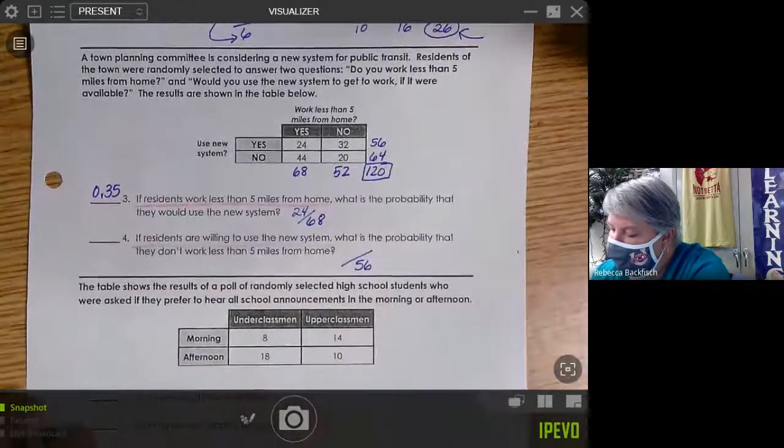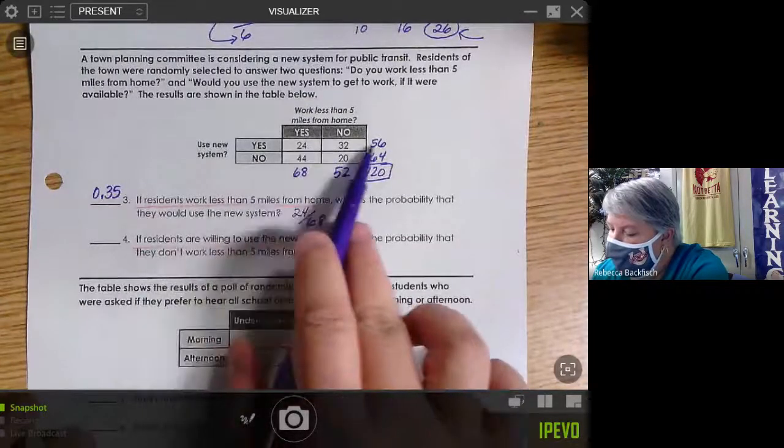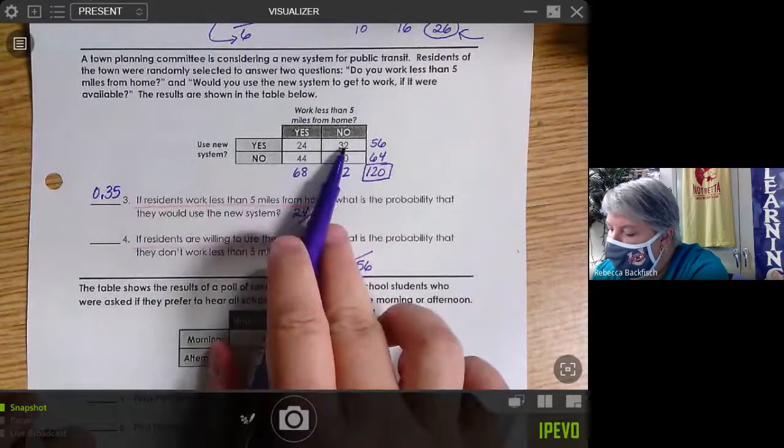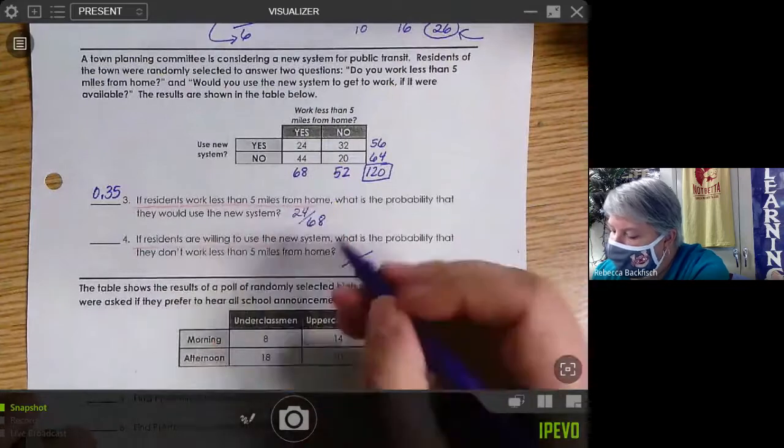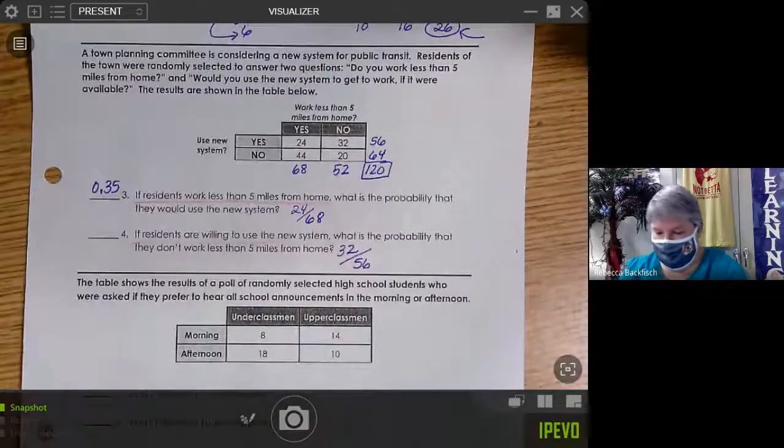Out of those 56 people, what is the probability that they don't work less than 5 miles from home? So out of those 56 people, no, I don't work less than 5 miles from home. It's 32. So 32 out of 56.